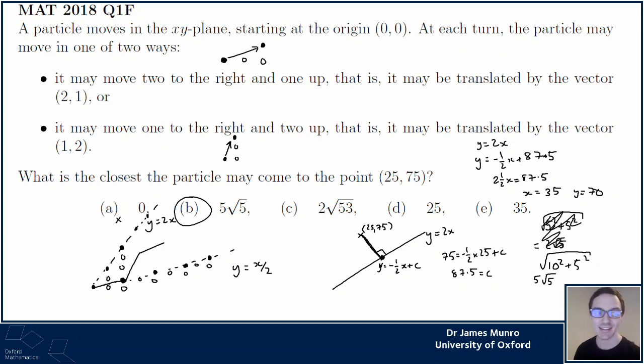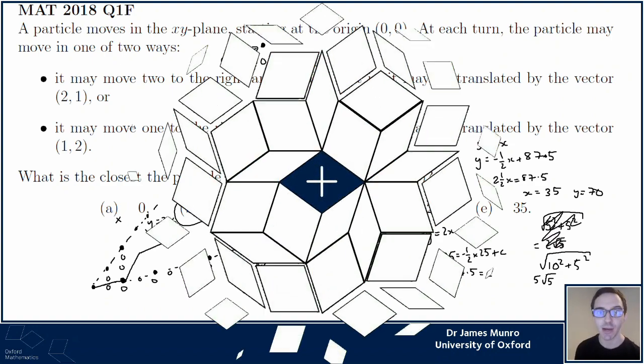So that's my closest point. It's a point I can get to. It's nice and close to (25, 75). Actually, because of the options, I know that there isn't a closest point, so I don't need to worry too much. I know that you definitely can't get to the point (25, 75), and I found a point that's only a distance 5 root 5 away. Okay.